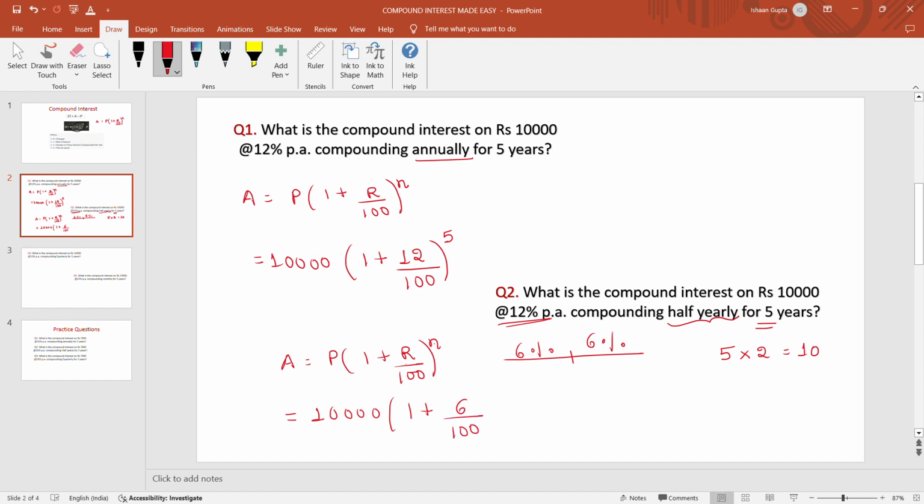Why 6 by 100? Because as I said, the 12% is being given for the whole year. For half the year, we are getting 6% interest, and here it will be 10. Why 10? Because in 5 years, there are 10 half years. See how easy it is.